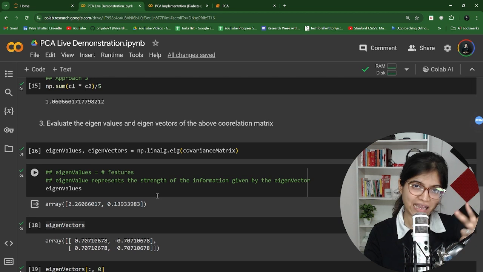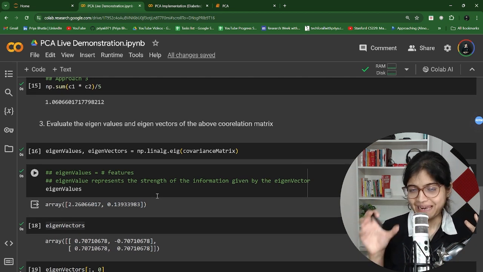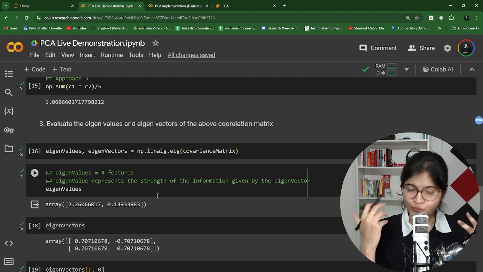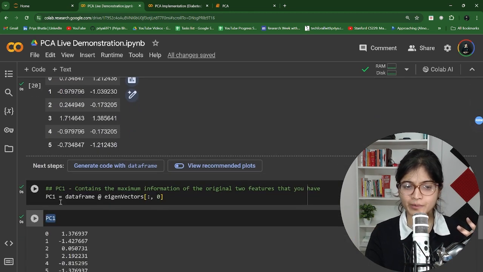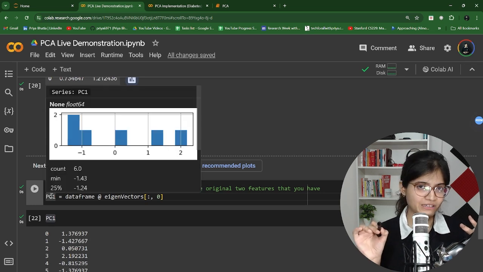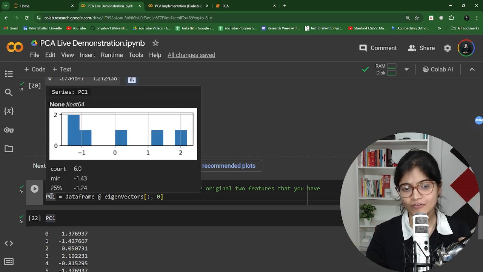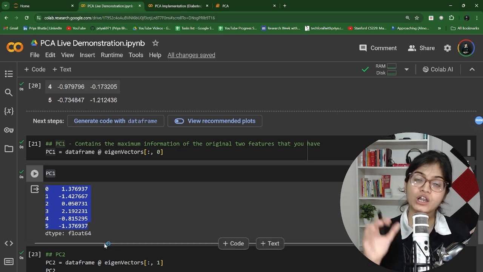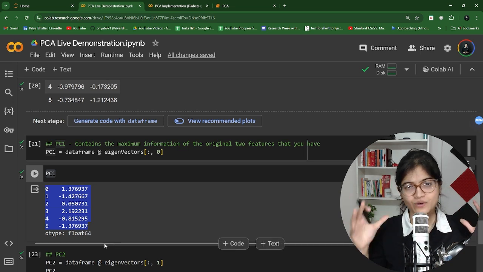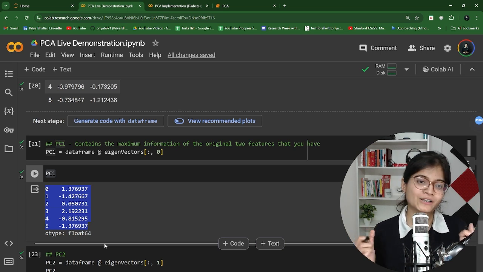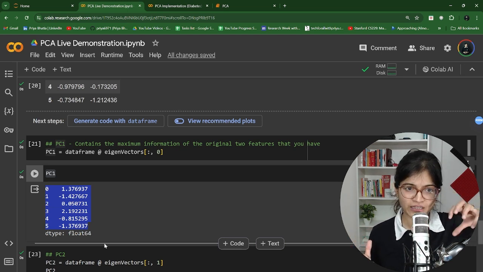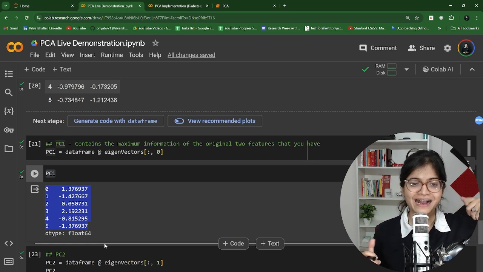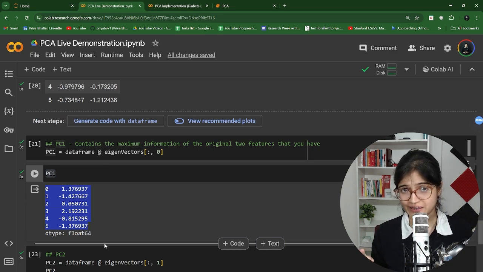The third thing is to evaluate the eigenvalue and eigenvector. The eigenvalue will provide me the highest strength, and with the eigenvector I can get PC1 by doing a matrix multiplication with the actual data frame that I have. If I want PC2, I can do that too. Always remember, if you have 50 dimensions, you can create 50 principal components. But the first principal component will be the one with the highest eigenvalue, by taking that eigenvector and doing a matrix multiplication with the original data.